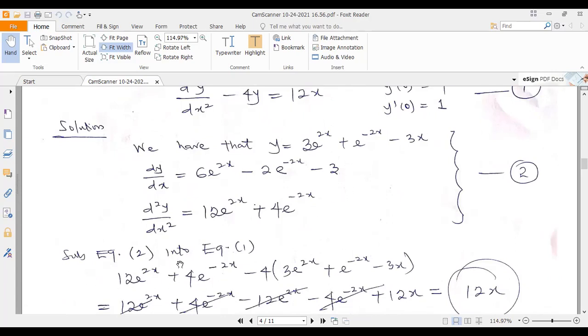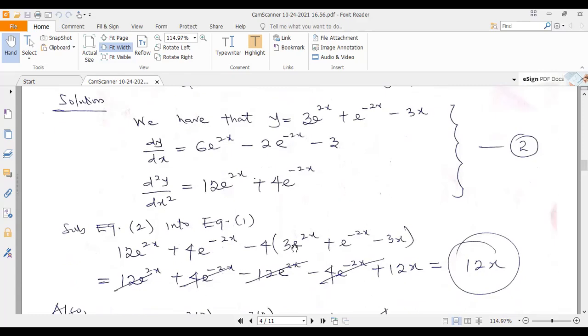This is the second derivative, then minus 4 multiplying the ordinary solution y. Are we together now? Then the next thing is this, we expand this. Minus 4 times 3 will give me minus 12 exponential 2x. Then minus 4 times exponential minus 2x will give me minus 4 exponential minus 2x. Then minus 4 times minus 3x will give me plus 12x.